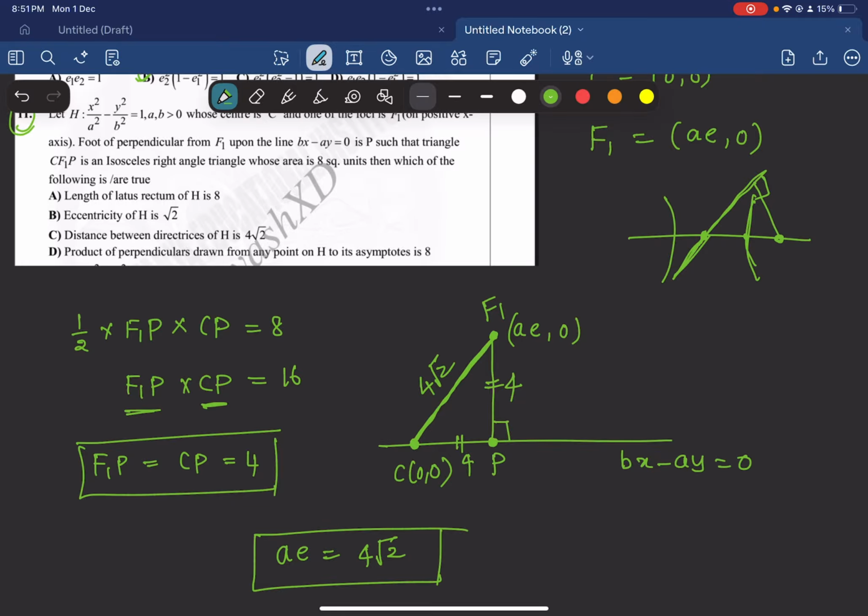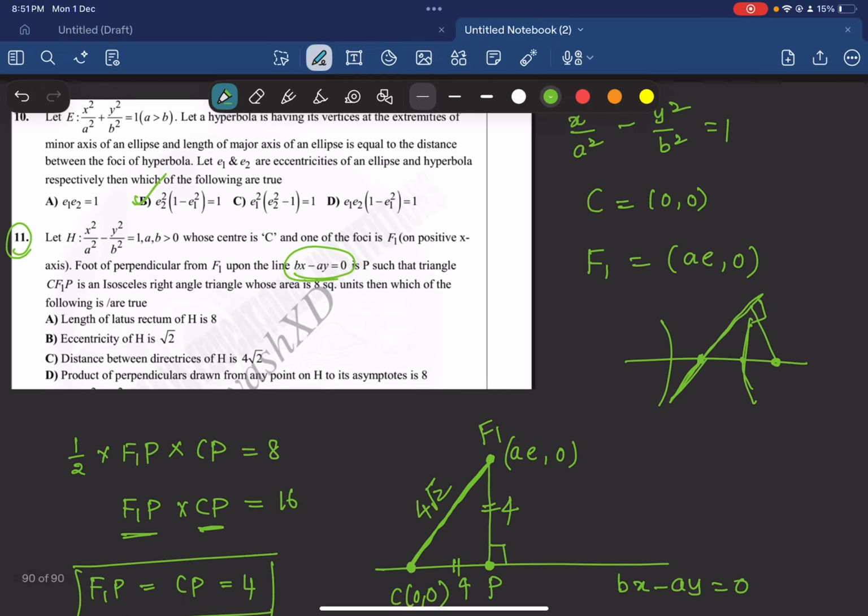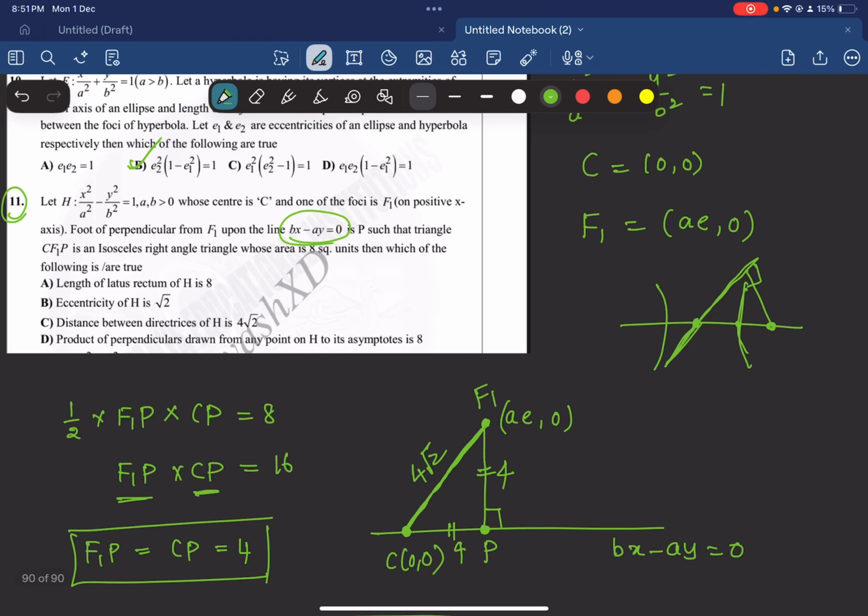So bx minus ay is equal to 0. If you carefully observe, that is the asymptote of this hyperbola. So y is equal to bx upon a. This is the equation of the asymptote. So you have an asymptote something like this, which never touches this hyperbola, and you are drawing a perpendicular onto that particular asymptote, something like this. So this is your F1, this is your P, and this is your center. Now you have to find this angle. Let us say this angle is theta.